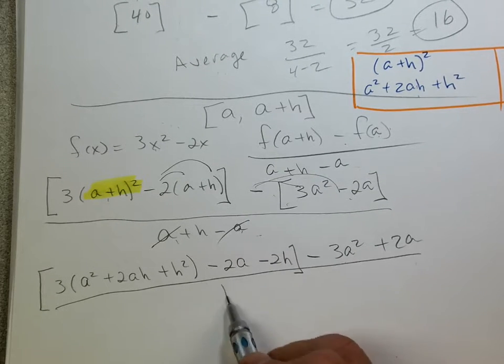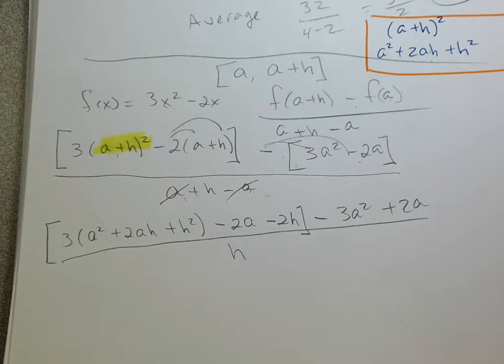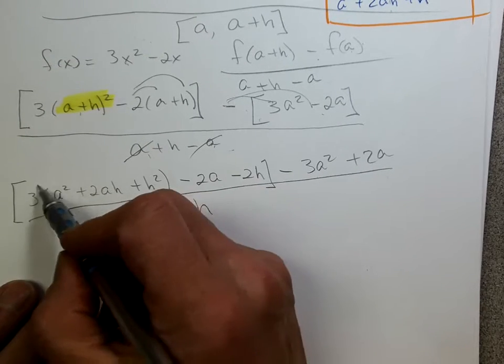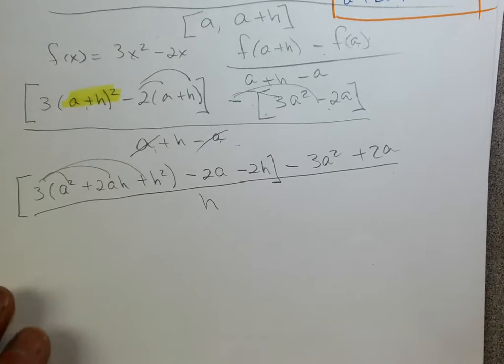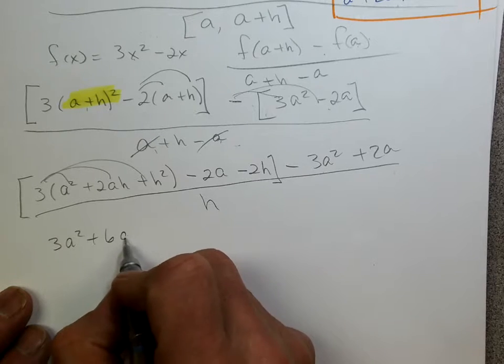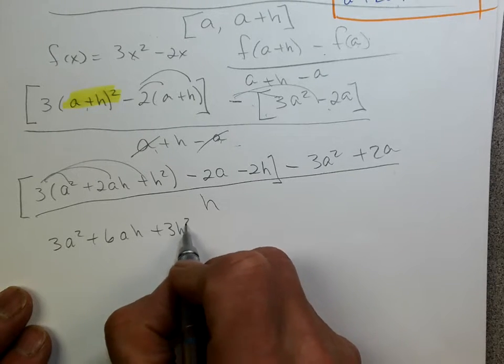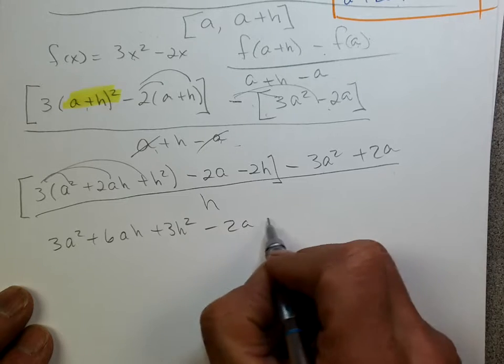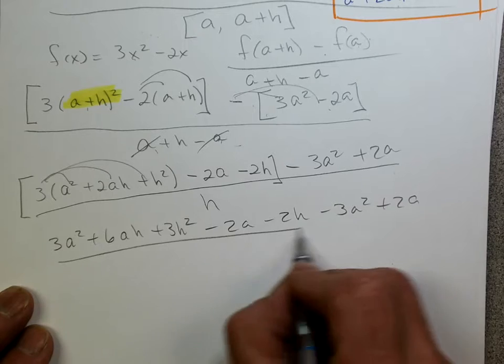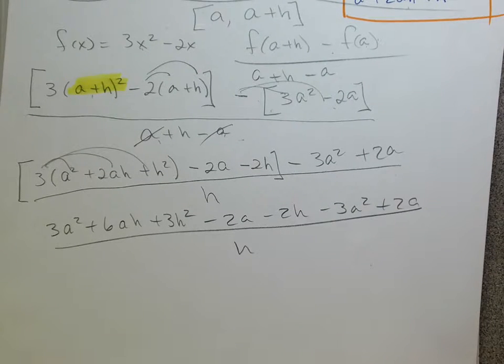All over h. Whew, you getting tired of this problem yet? Yeah. Wait till you go to calculus. You guys are going to do a lot of this. So, I'm going to distribute that times that times that times that. Okay with that? So, I have a 3a squared plus a 6ah plus a 3h squared minus a 2a minus a 2h minus a 3a squared plus a 2a all over h. I'll let you catch up, okay? All that. Man, what a pain. But things are going to start dropping out real quick, okay? We're going to start canceling some things out.